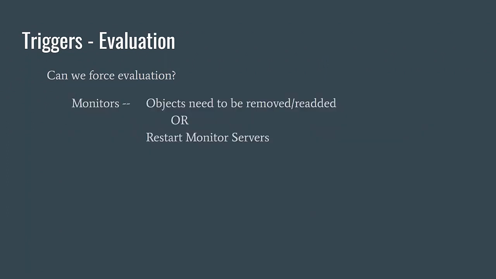So if we want to force evaluation, we have to have the monitors running, and we can do two things. One, we can remove an object and then re-add it, and when it's re-added, it'll have no state, then the monitor will connect to it and it will get a state, and that will force trigger evaluation. Or at least in my experience, if you restart the monitor servers, full evaluation gets done and all the triggers get activated. At least that was true for 7.4. I don't know if that's true with the monitor cluster today, but at a minimum, removing and adding the object should force an evaluation as long as that checkbox was set.